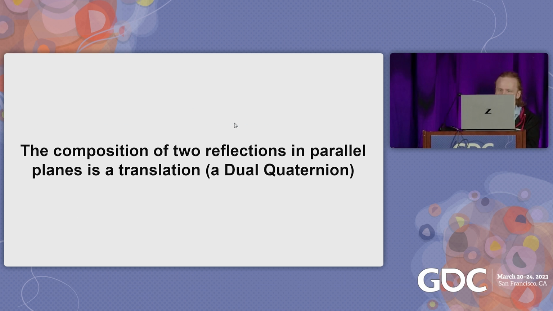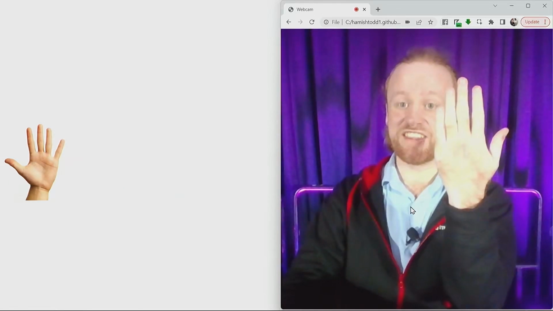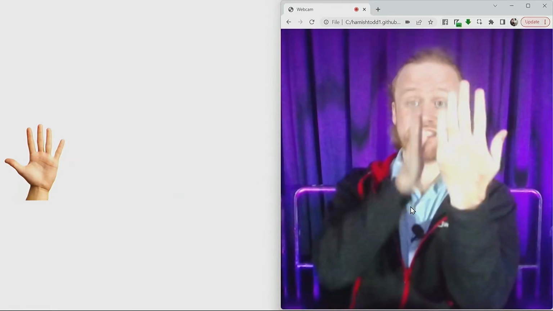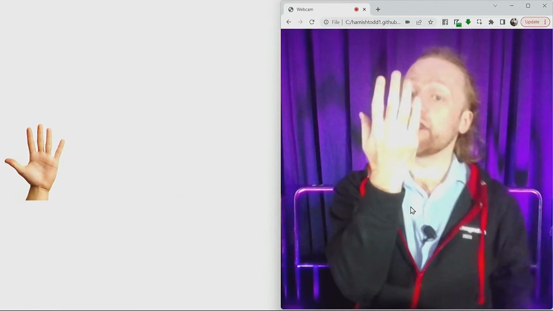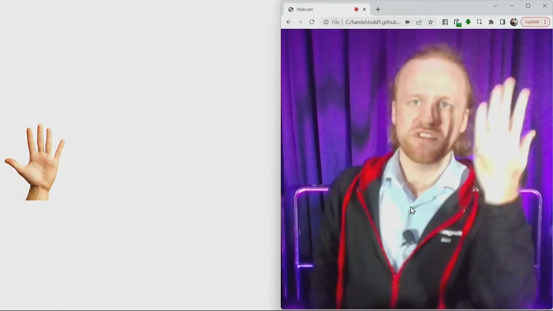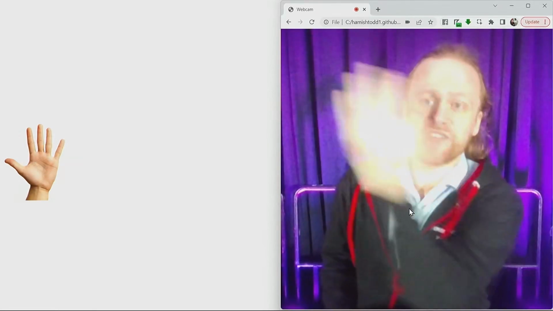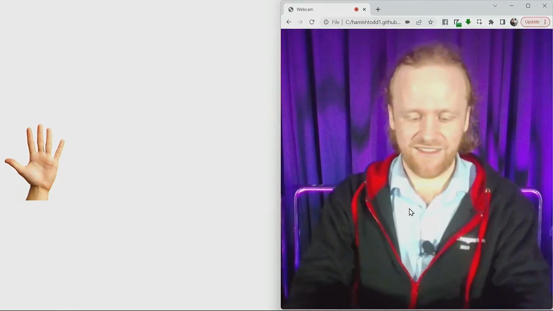All right. The composition of two reflections in parallel planes is a translation, which is a dual quaternion. Let me demonstrate that to you. So here's my hand. Let's say that this is our starting point. We're going to reflect in this plane. Reflect. We're going to now reflect in this plane, which is parallel to this plane. And we get this. Okay, so started here. Reflect. Reflect. That is a translation. We've gone from here to here. Prove it to yourself as many times as you need.